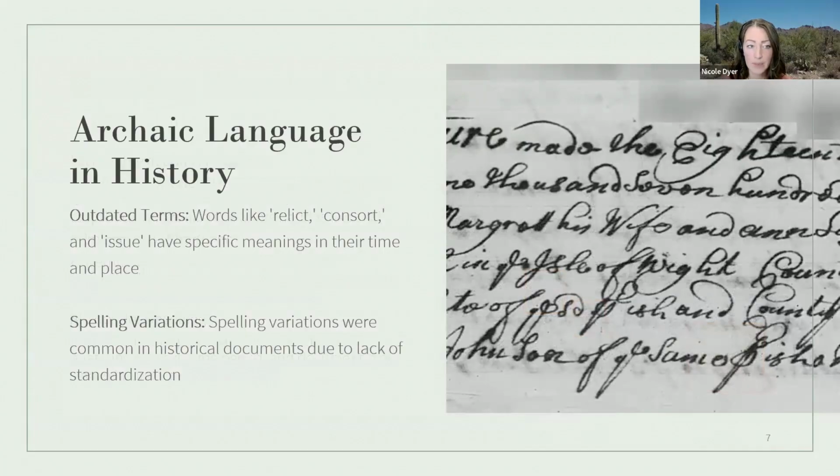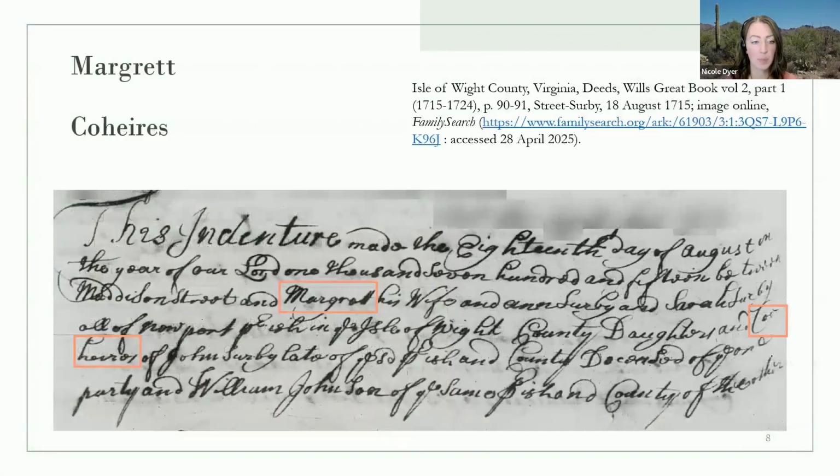So other types of archaic language we might encounter are words like relict, consort, issue. All of these should be defined so we can look them up in historical dictionaries and things. Also, spelling variations. These are super common in historical documents, and as genealogists, you all know that. Sometimes we get hung up on trying to figure out the correct spelling, but even within one deed or document, you might see multiple spellings of the same name. And that's just due to a lack of standardization at the time. So let's look at some examples of spelling and terms that are spelled differently or need to be defined.